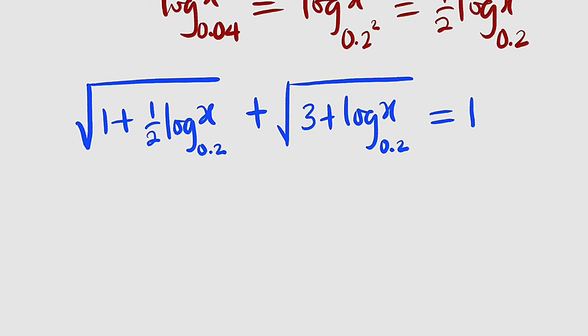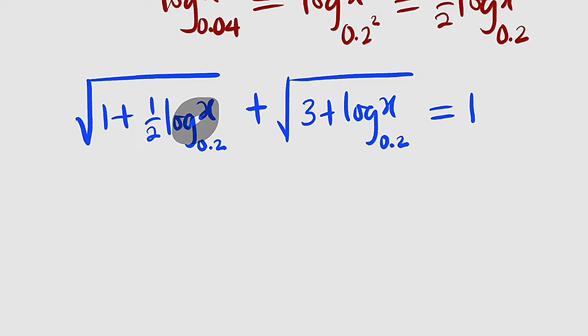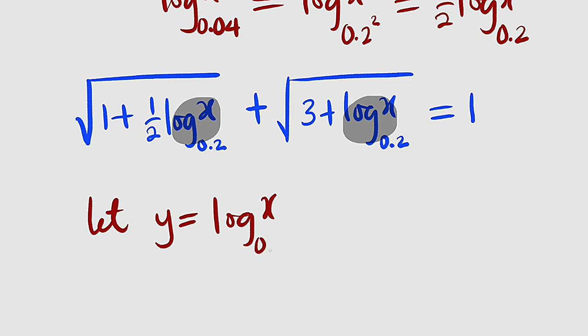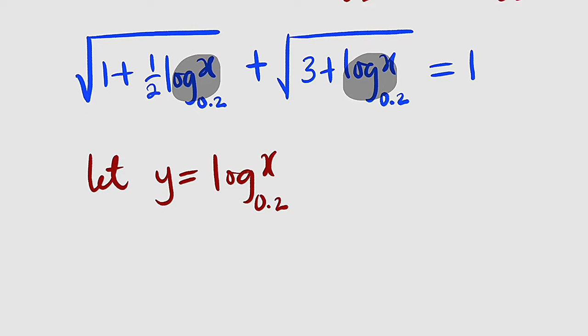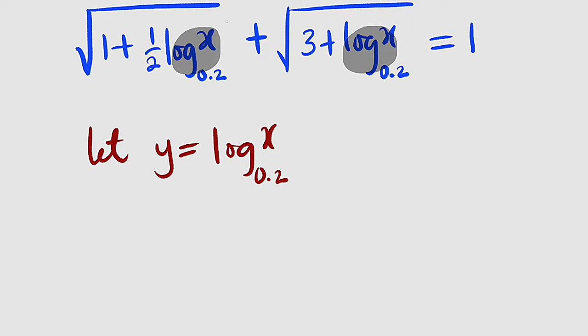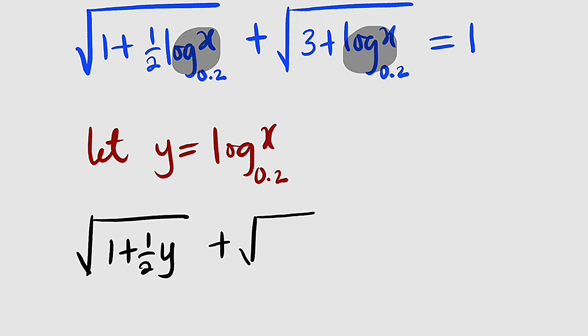So let's do a kind of substitution here by letting log of x with the base of 0.2 be equal to something else, because we have it also here. So let y be equal to log of x with the base of 0.2. Wherever we have it, we are going to substitute it with y. The left hand side, we have the square root of 1 plus 1 divided by 2 multiplied by y, plus the square root of 3 plus y, the whole of this equal to 1.